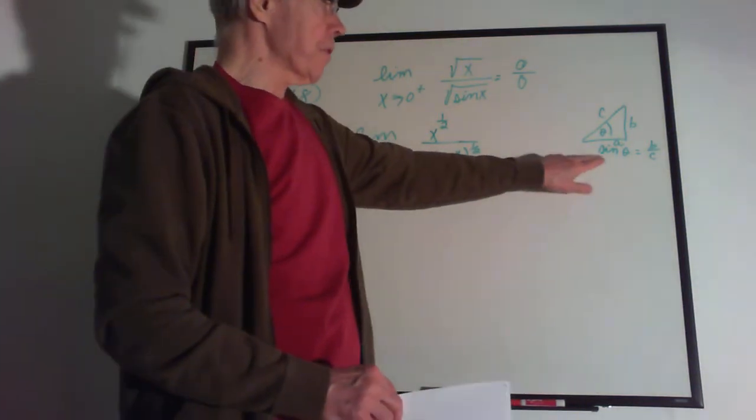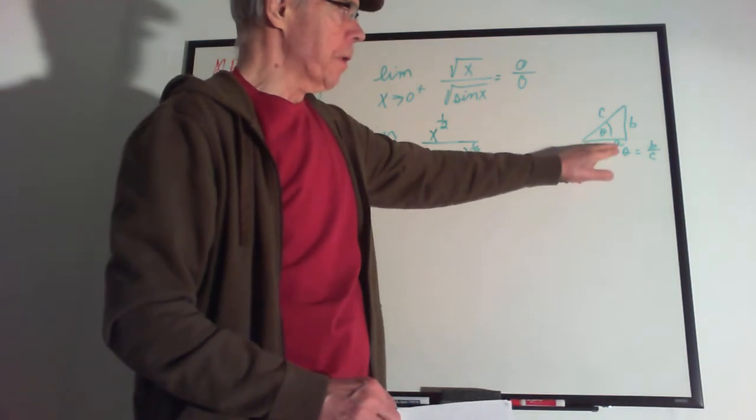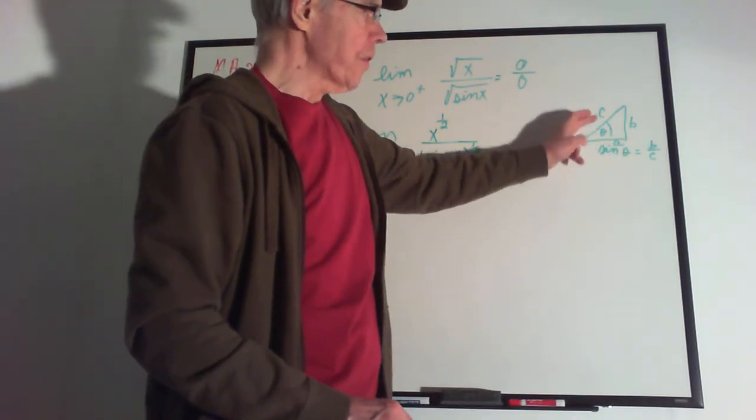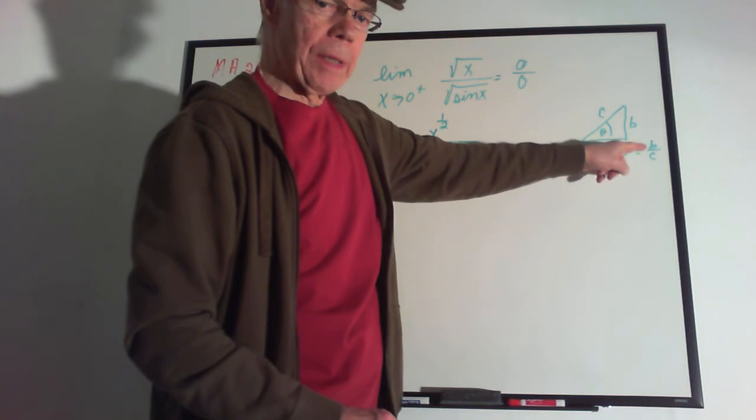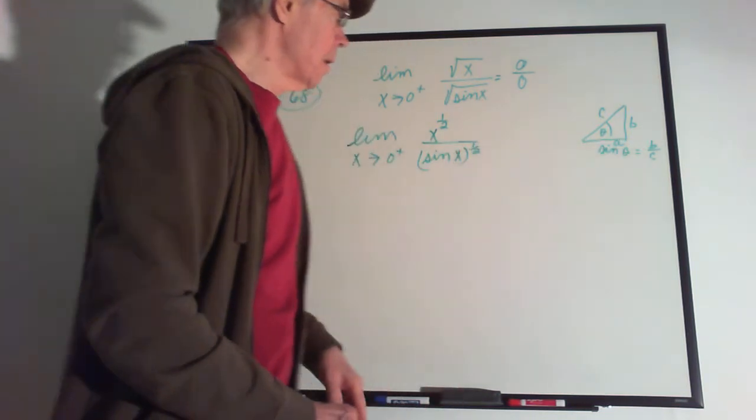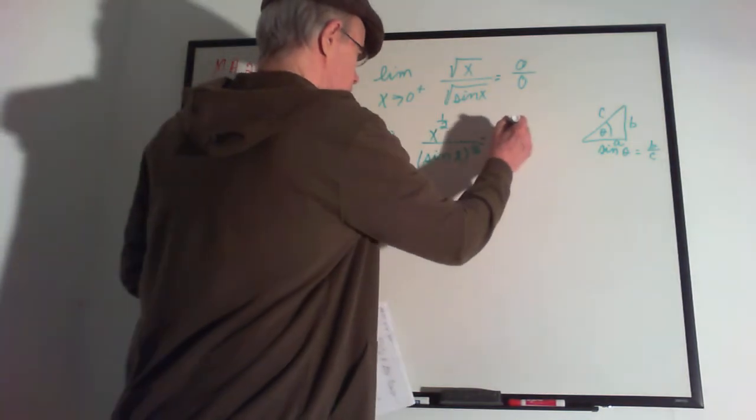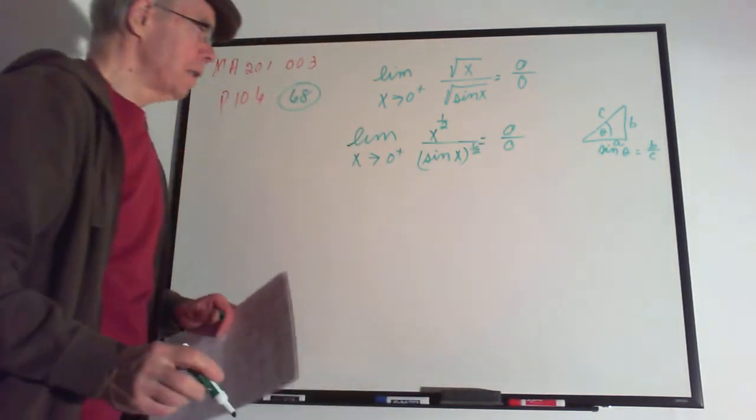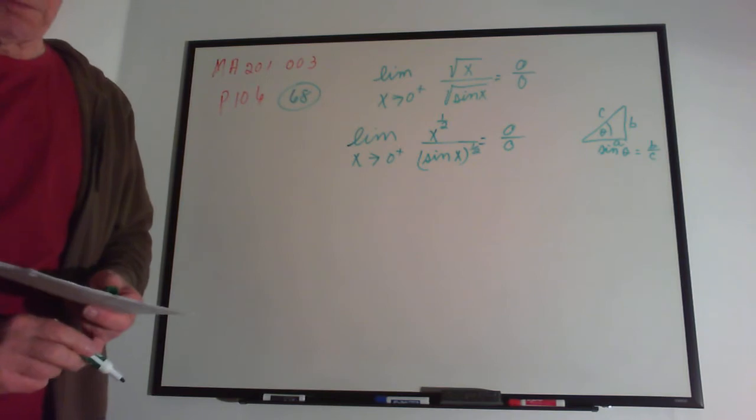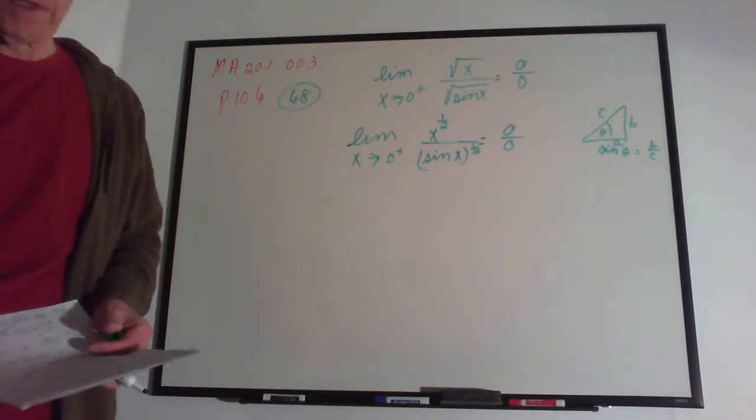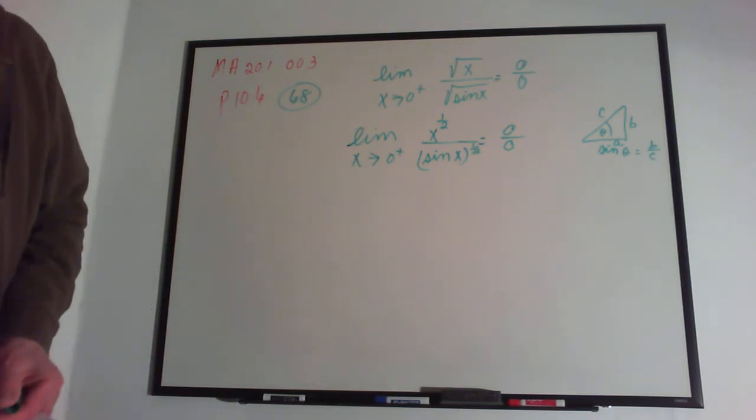Now remember, the sine function, sine of theta for this problem is b over c. As theta goes to 0, the length of b goes to 0. All right, so these are going to equal 0 over 0. So take the derivative of the numerator and the derivative of the denominator. Apply L'Hopital's rule. Pause the video.